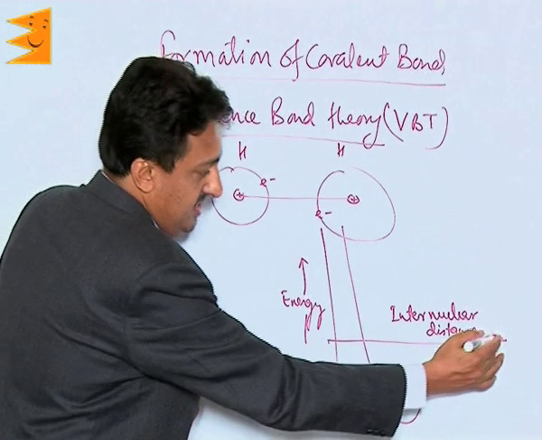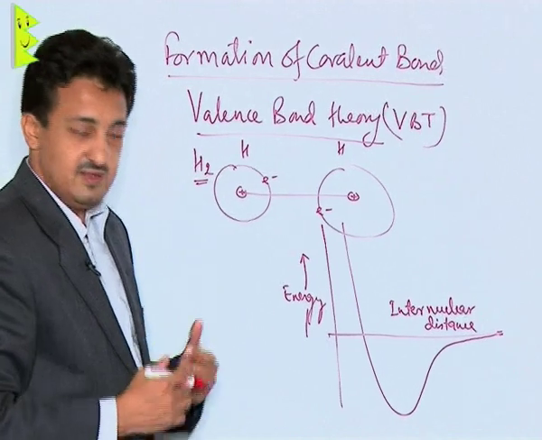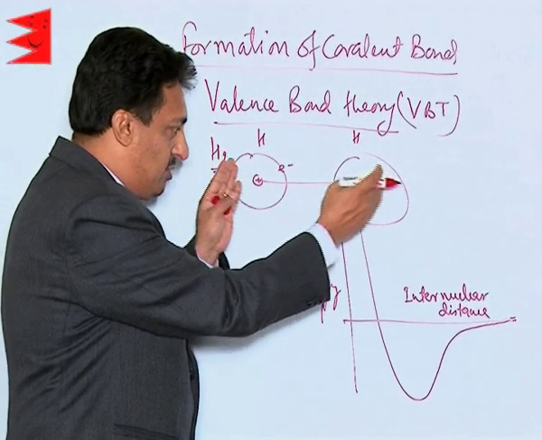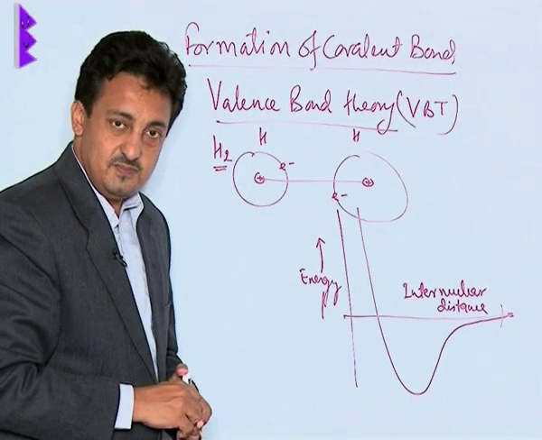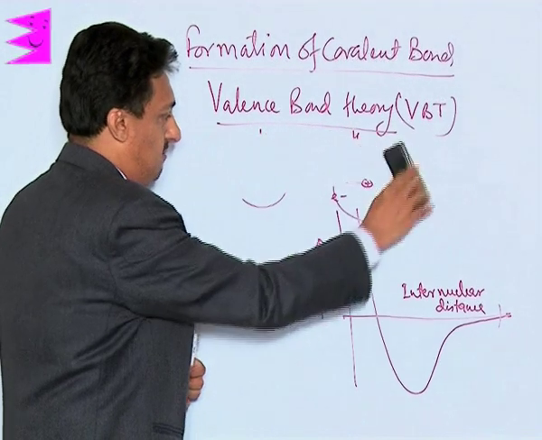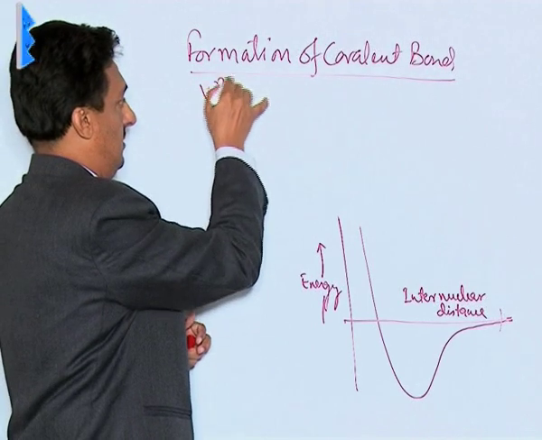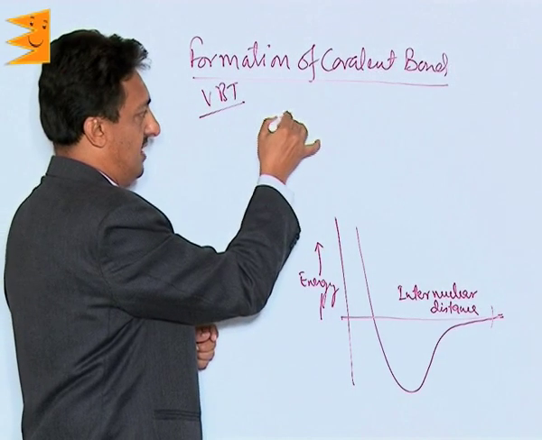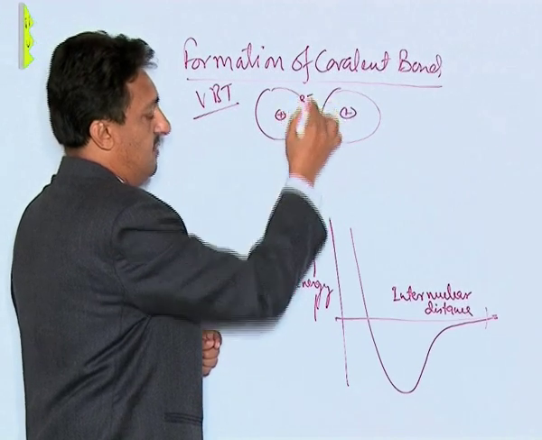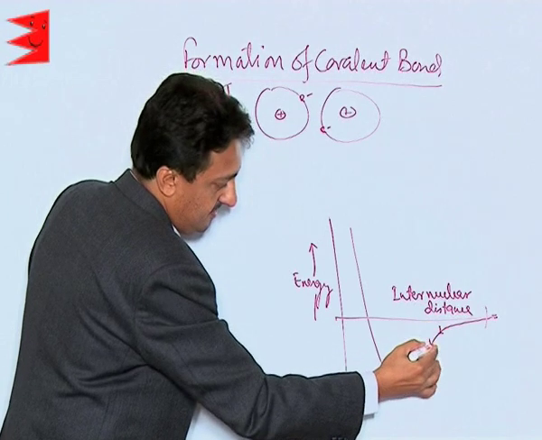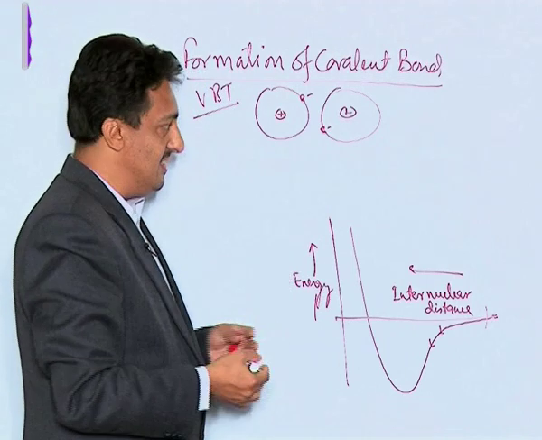When the distance is very large, there is no interaction between the two hydrogen atoms. As we try to bring them closer to each other, till a certain distance no energy change takes place. But beyond a certain point, when they come very close to each other, we find that the energy starts decreasing. We are coming from this side. Why does it start decreasing?